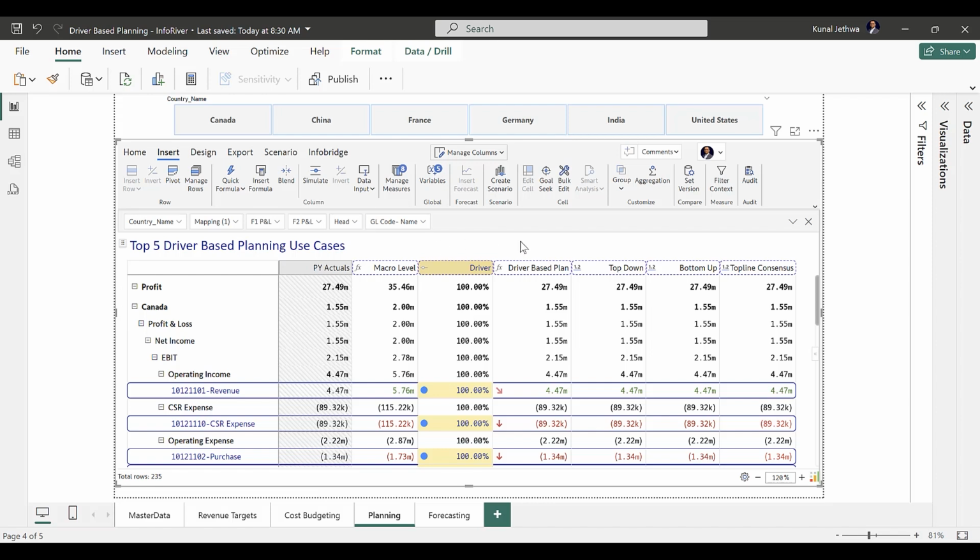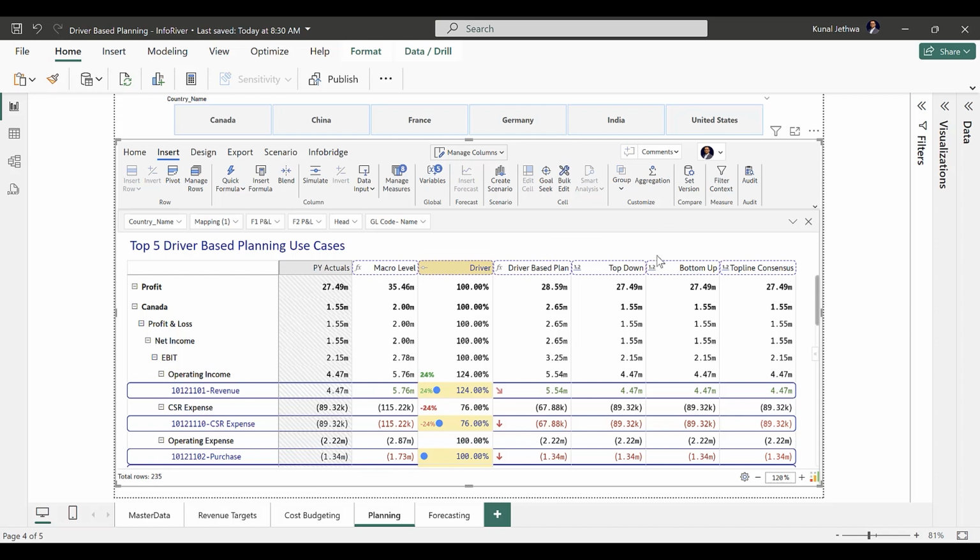The next use case is driver-based planning at finite level. The name itself suggests that our drivers are placed at the lowest level of granularity, in this case GL accounts. Users can start simulating it and see the results on the fly. The third use case is top-down planning and the fourth one is bottom-up.